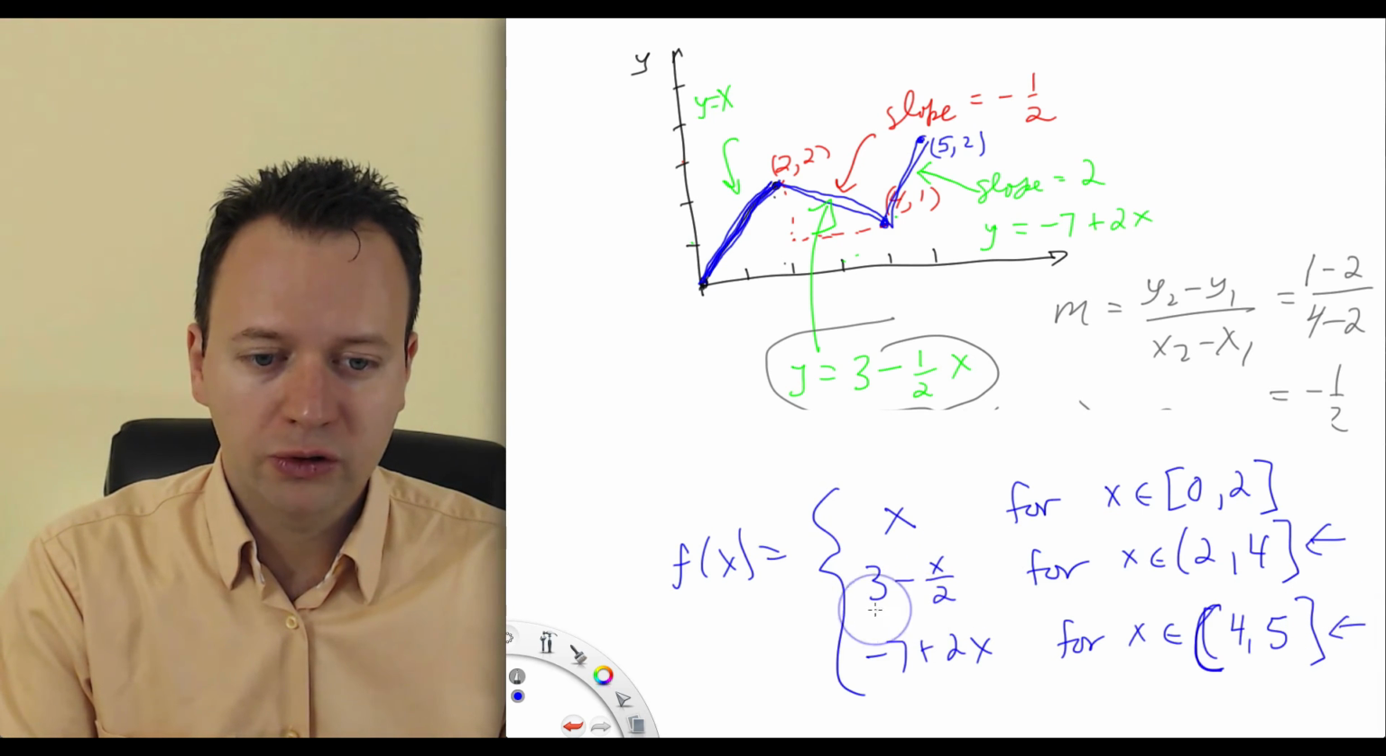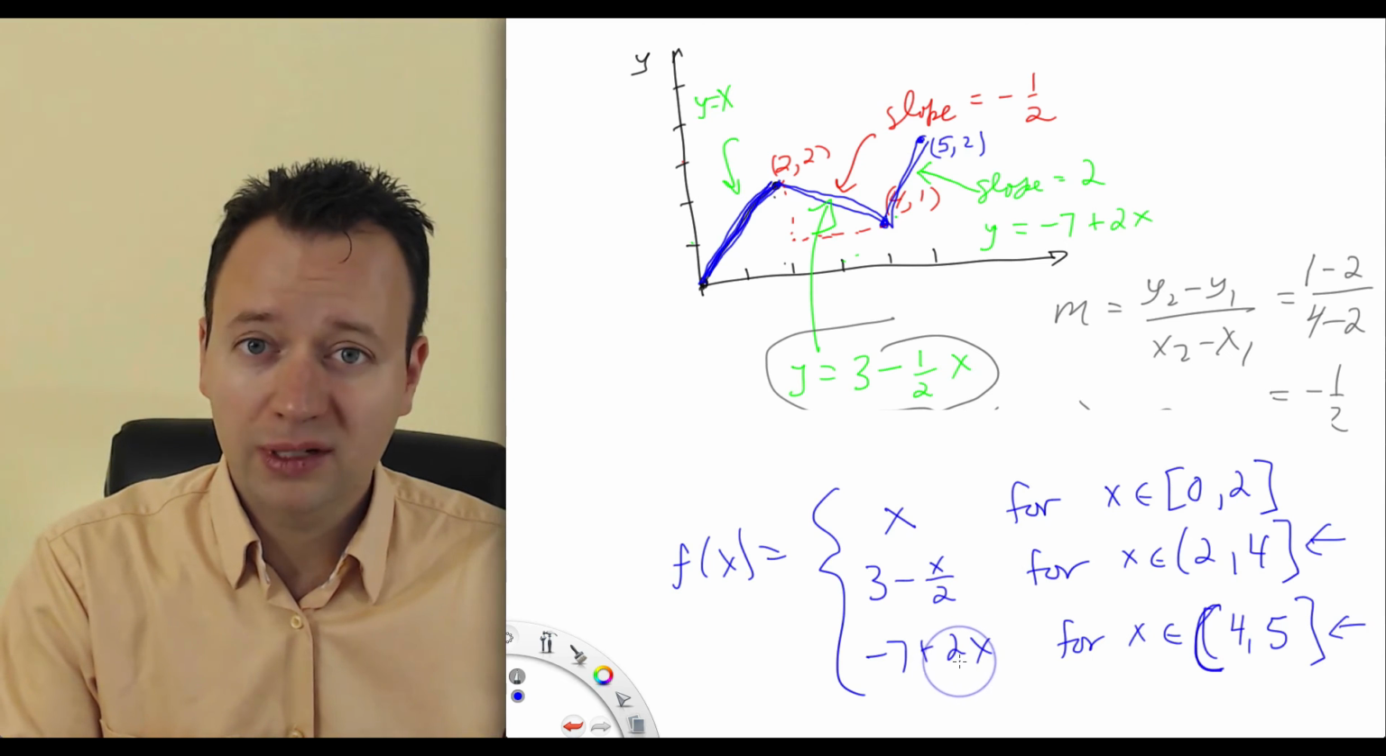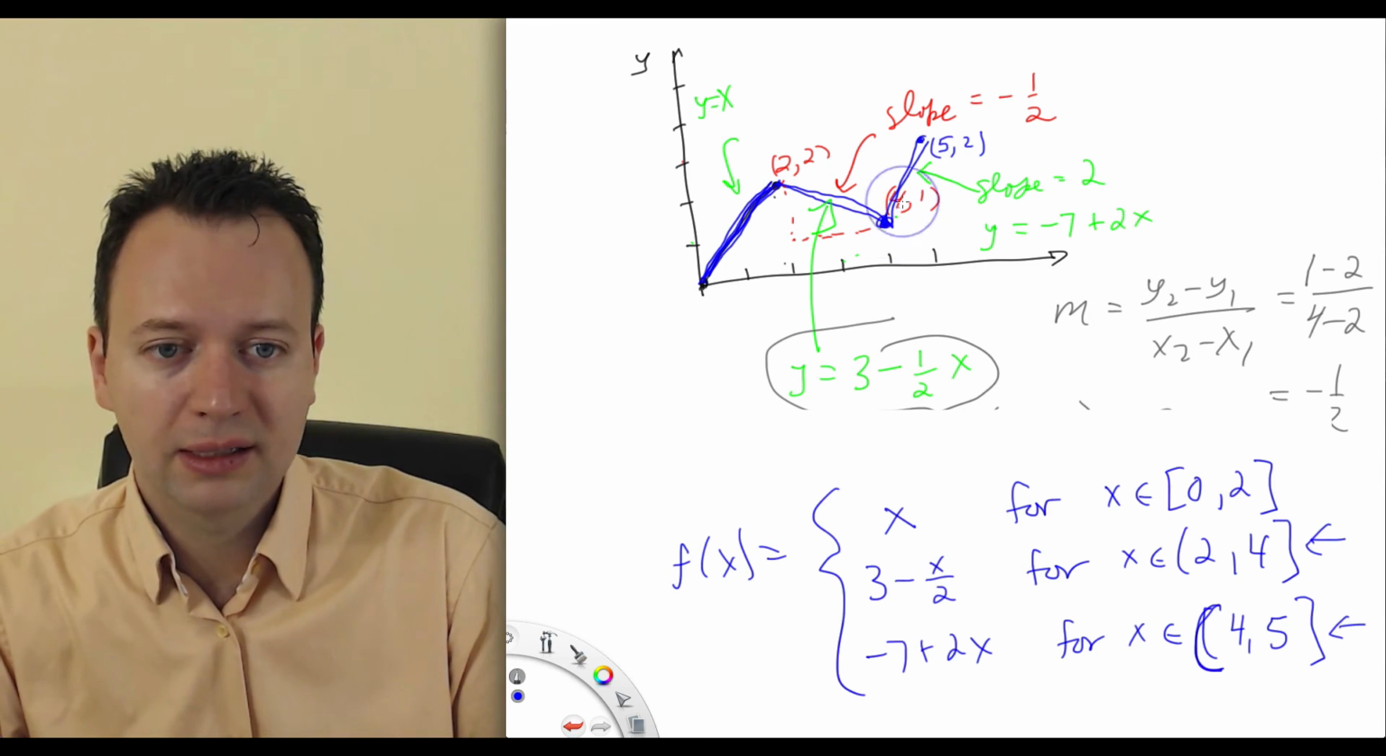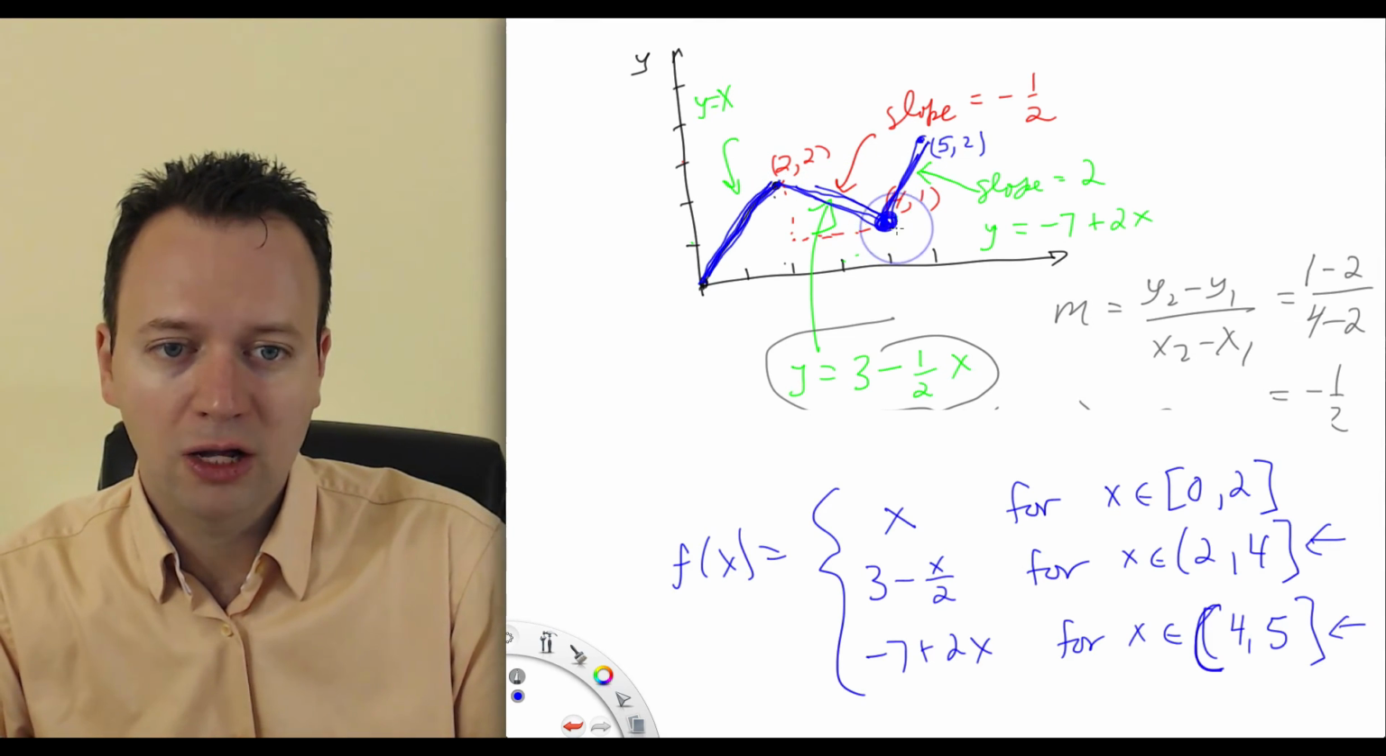4 over 2 is 2. 3 minus 2 is 1. 4 times 2 is 8. 8 minus 7 is 1. So it's the same output because both of these definitions intersect at the point where they change over.